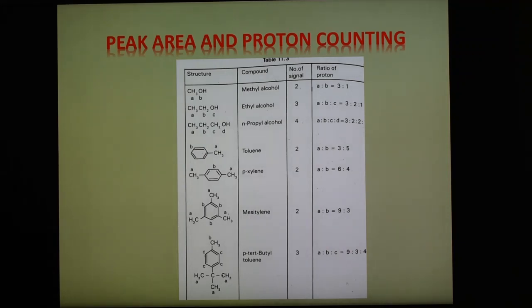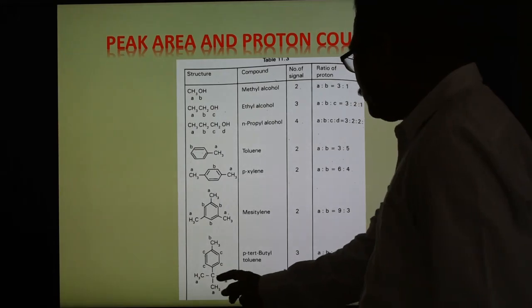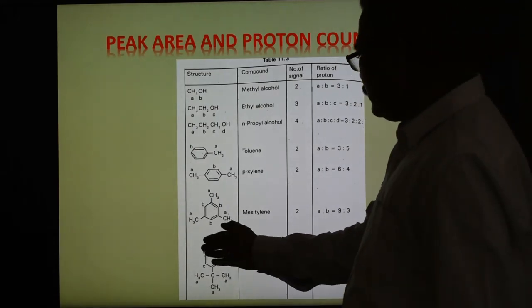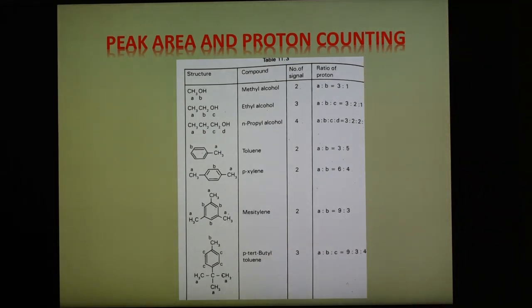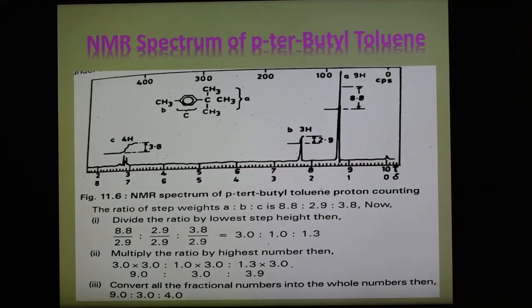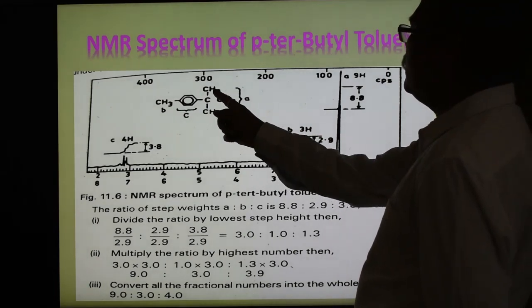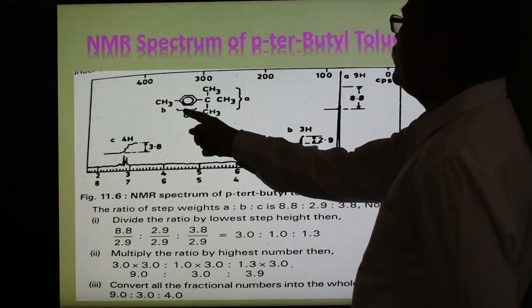And then para-tertiary butyl toluene. This is toluene, and at the para position is the tertiary butyl group. So para-tertiary butyl toluene has 3 signals, ABC, with the ratio 9:3:4. So this is the proton counting and the ratio of protons present in different organic compounds. And now this is the NMR spectrum of para-tertiary butyl toluene.